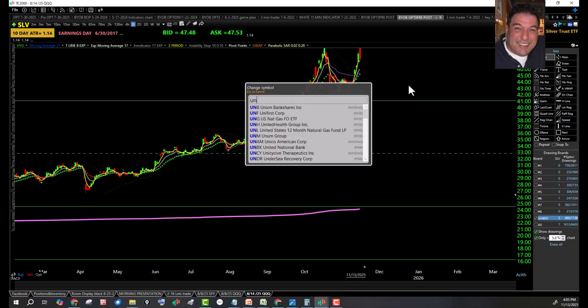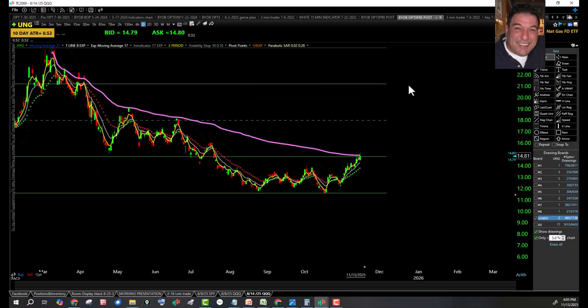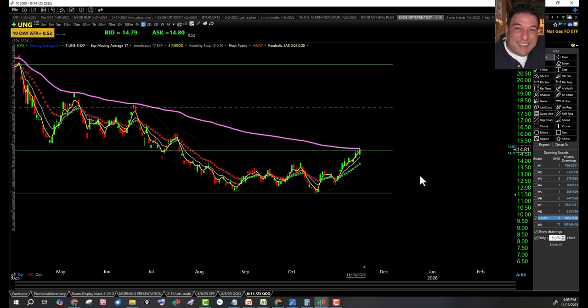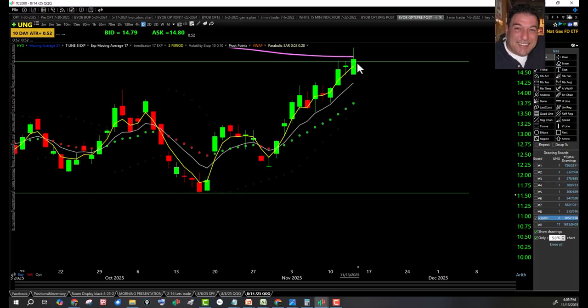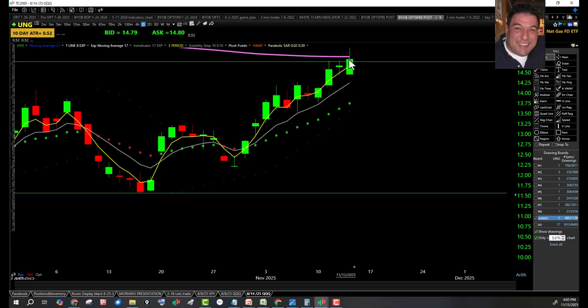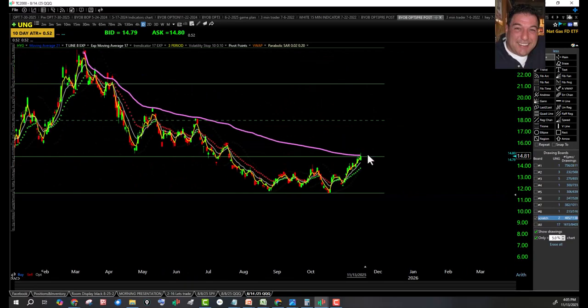Let's take a look at UNG. Did they climb on top of the 2025 high anchored VWAP? They're still trying to climb. They've got one arm over the ledge, and they're trying to lift that leg up and get over the top of the ledge there on the 2025 high anchored VWAP. They better do something soon. 2026 is around the corner.